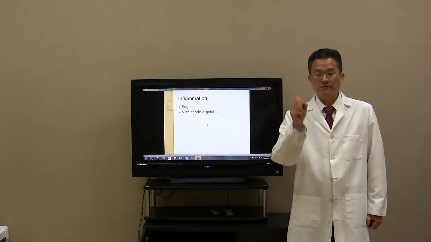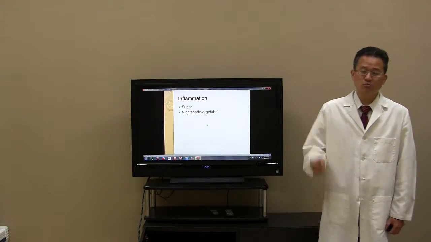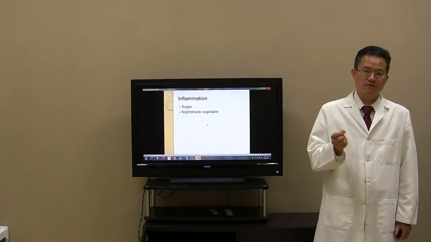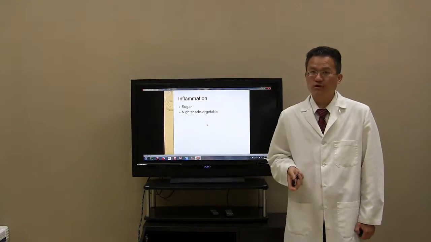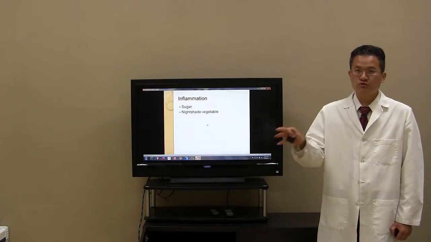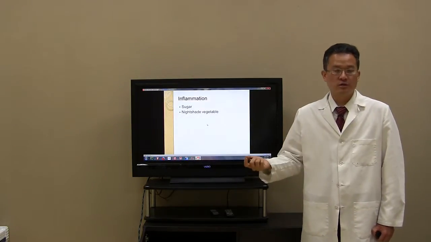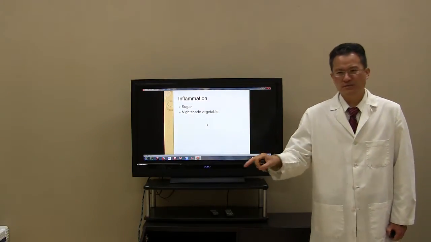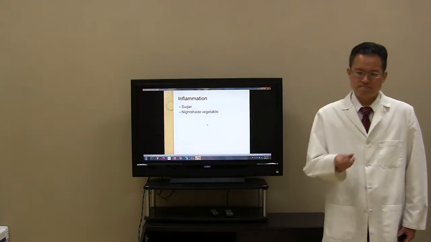So again, inflammation is only one of the layers. It's only one of the reasons why the shoulder has pain. For maybe 20% of patients, once we take away the inflammation, the pain is greatly reduced. But that's only 20%, 30% of the patients.